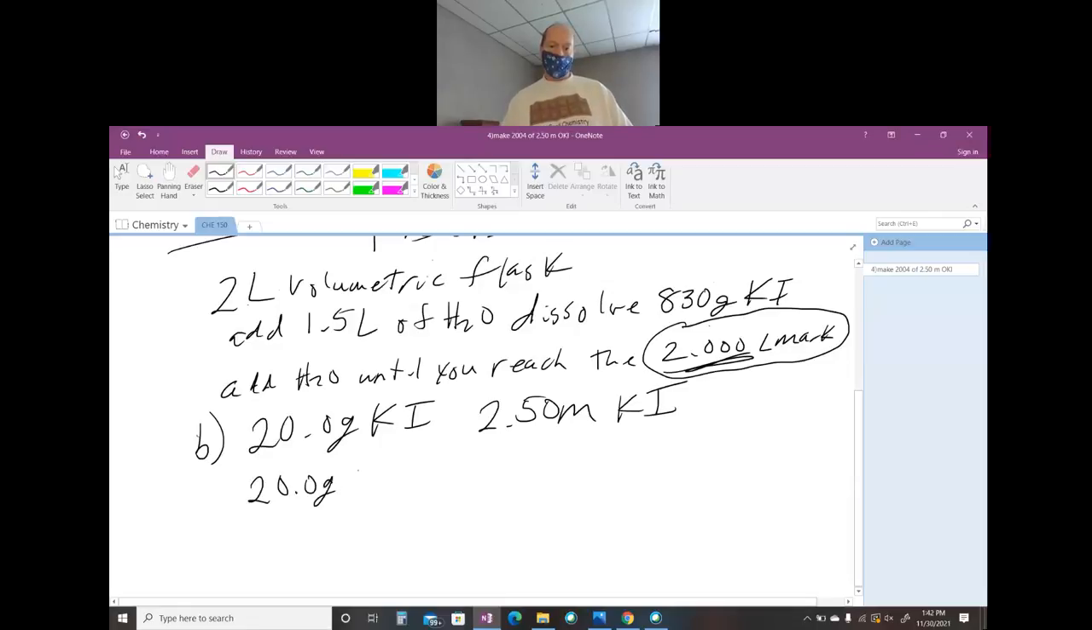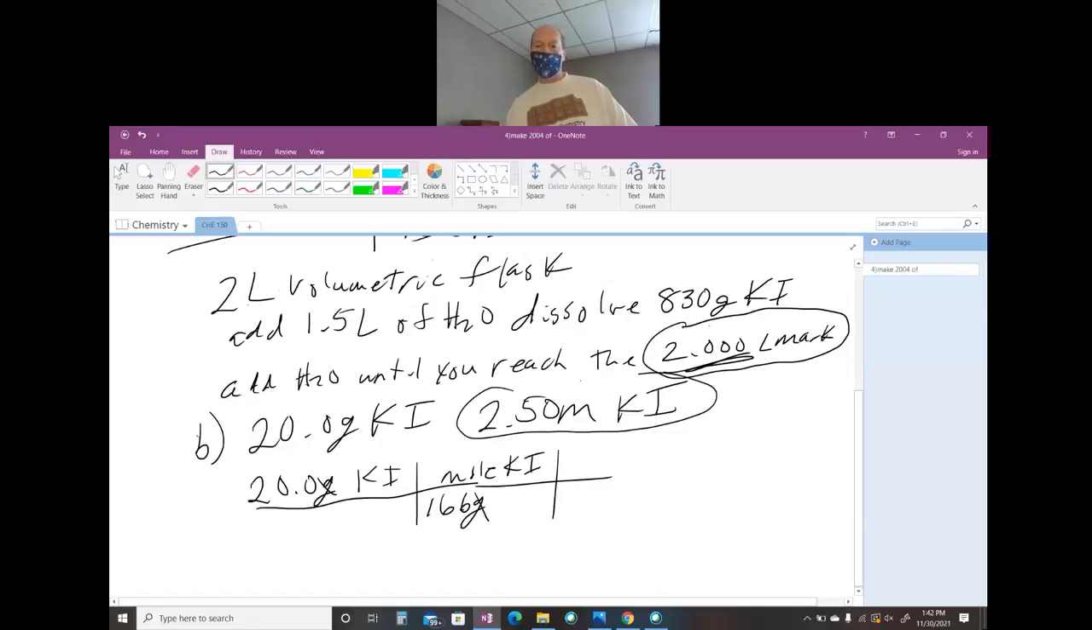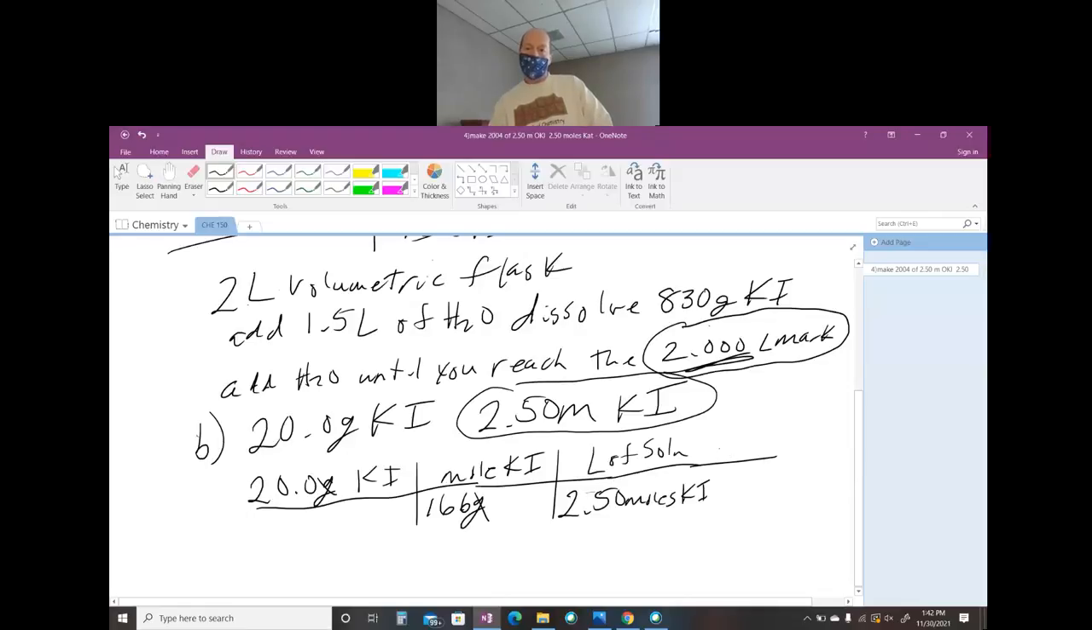We are going to convert that into moles, so we have again 166 grams per mole of KI. Once we have our moles of KI, we can then use our molarity, which is 2.50 moles of KI per liter of solution. Then we can convert that to milliliters. It just asks for a volume.